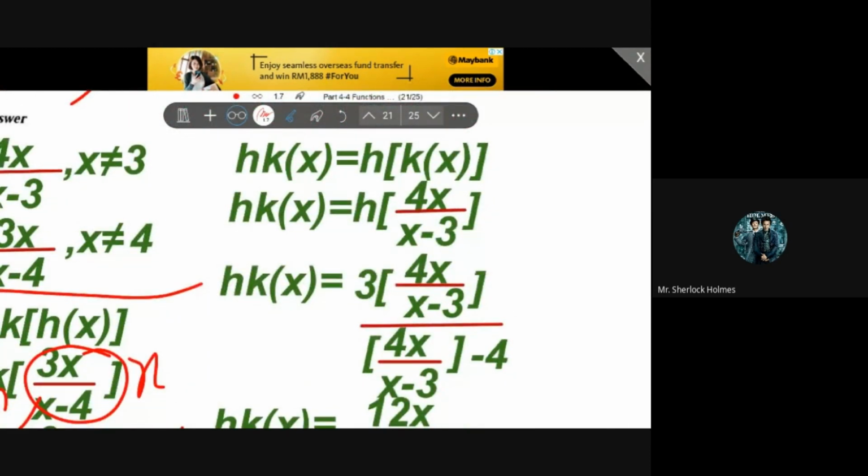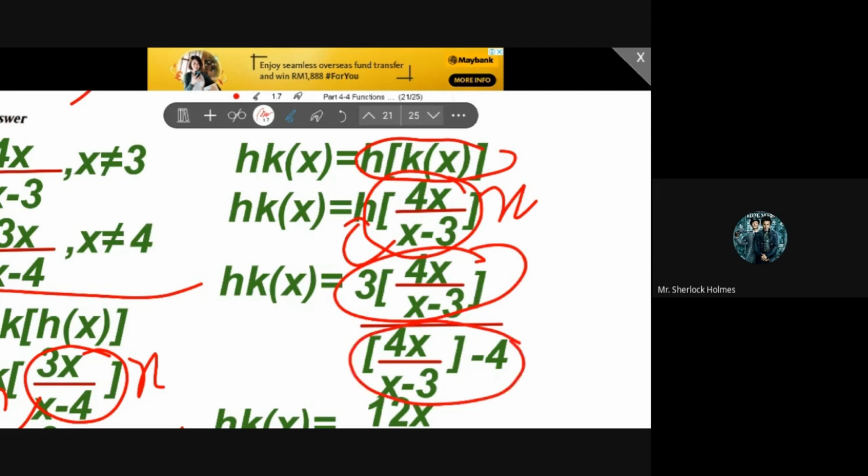So now you're going to find HKX. So actually it's terbalik. That's why I say songsang. That's the keyword. So KX is 4x over x minus 3. So yang ni kamu akan ganti dalam fungsi H. So yang ni akan jadi x dalam fungsi H. So like this. Again complicated but same step only.